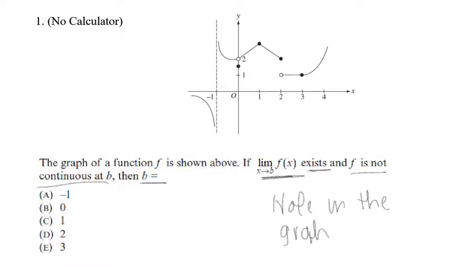That tells me that as I'm approaching from the left and right of a value, I'm approaching the same value from both sides. So if we look here and here, it looks like we are approaching the same y value from the left and right, but I am not going to be continuous here because of that open circle. So to me, it looks like the correct answer here should be B.